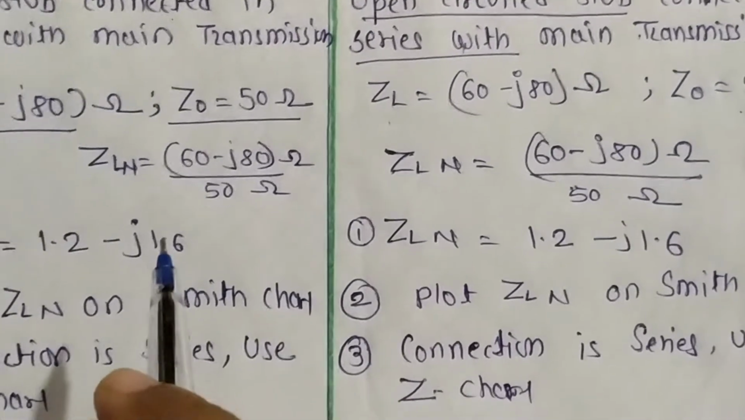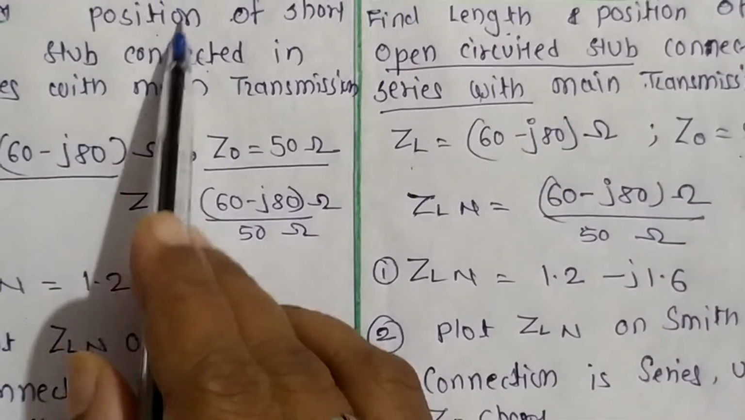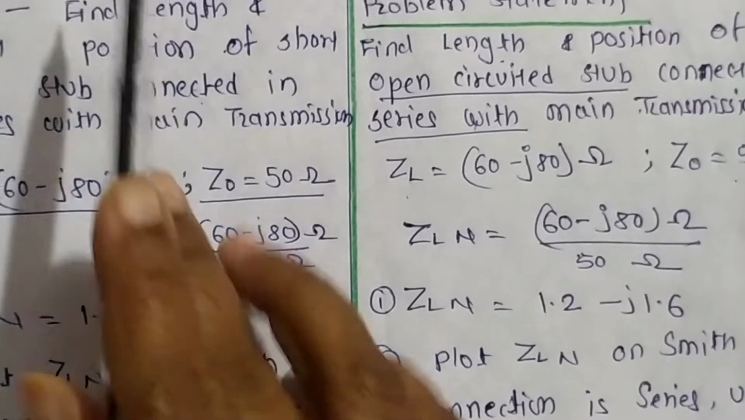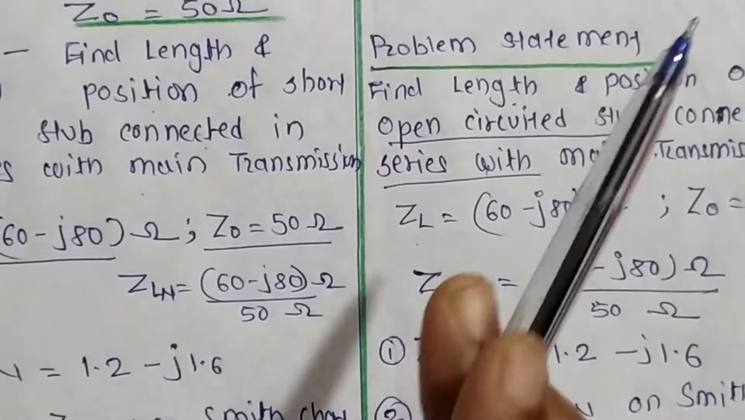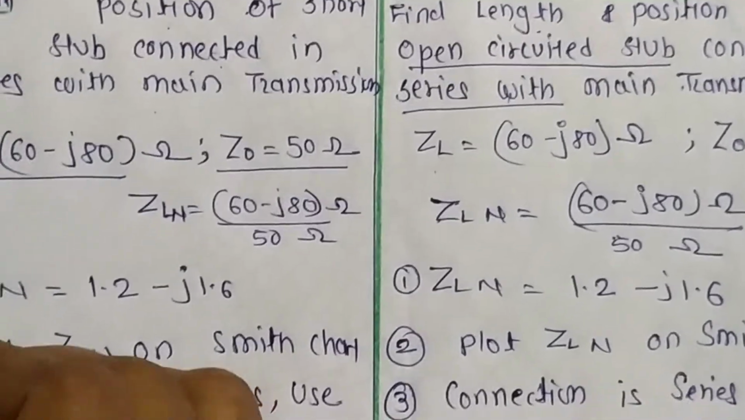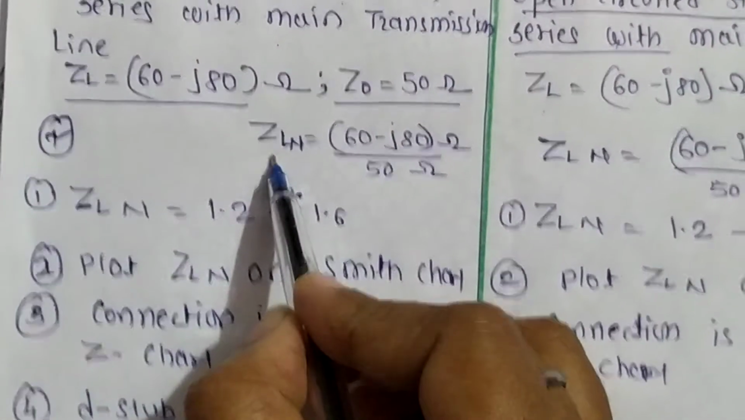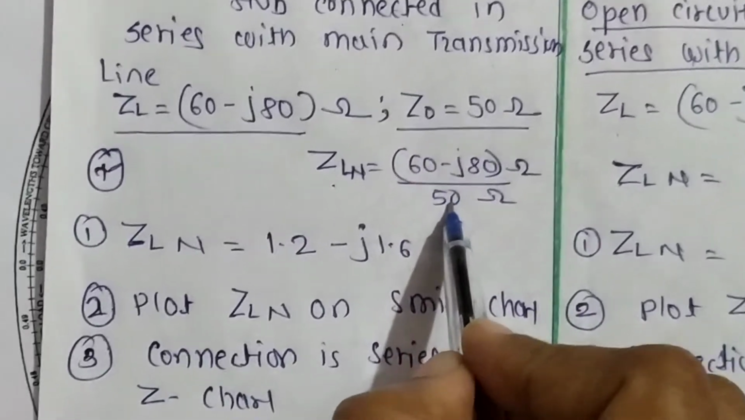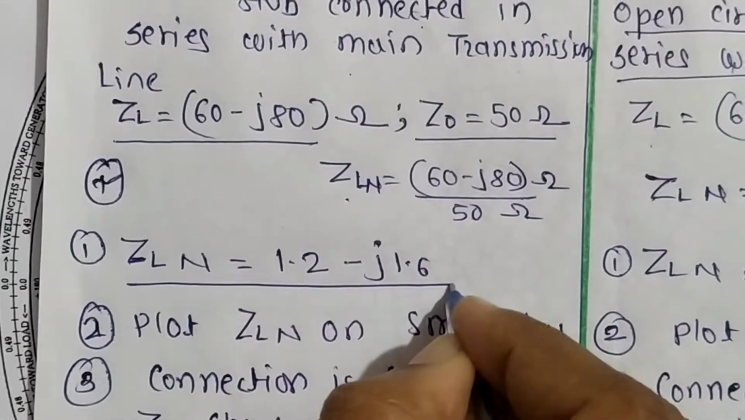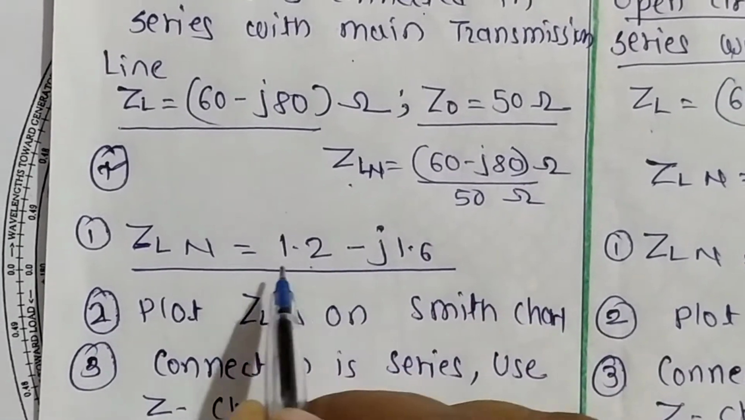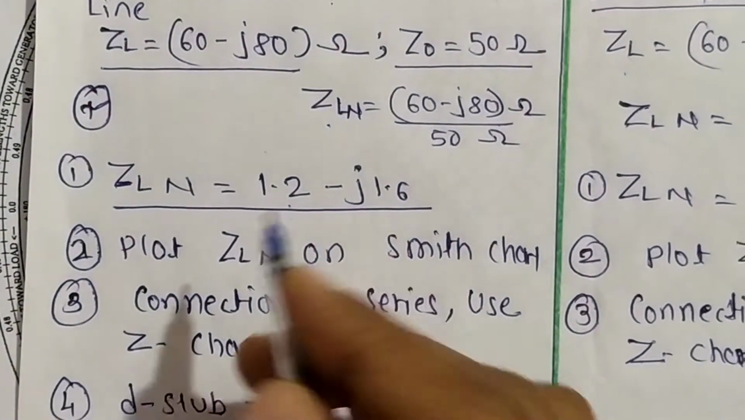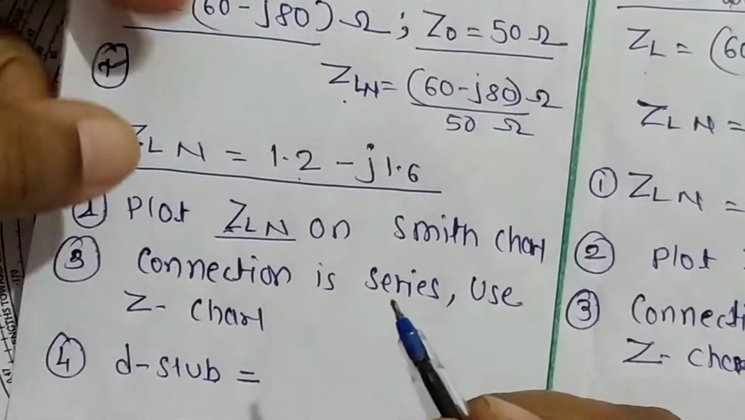Let's see how to get the solution, that is L stub and D stub for these two. First we need to normalize the load impedance, which is nothing but ZL by Z0. I got the normalized impedance value as this. Let's plot this normalized impedance ZLN on the Smith chart.